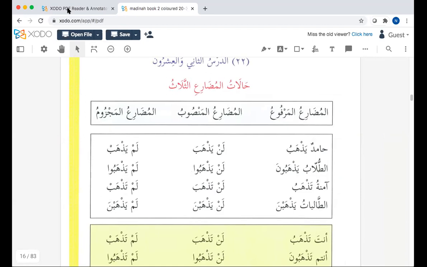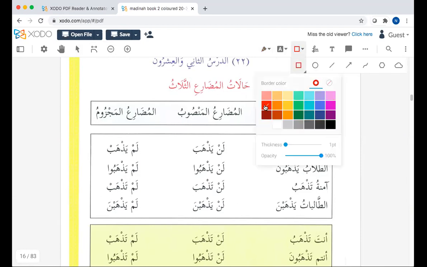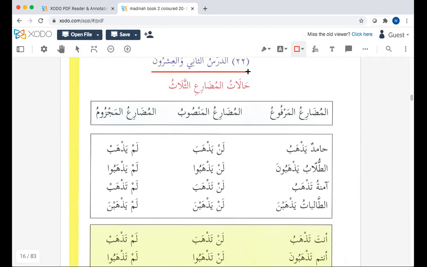So we basically, Bismillah ar-Rahman ar-Rahim, alhamdulillah, wa salatu wa salam ala rasulillah wa ala alihi wa sahbihi wa man ittaba'a. So alhamdulillah, we've covered all of the different verb forms so far, and in Dars al-Thani wal-Ishrun, we will look at the halat. Halat al-Mudari'.